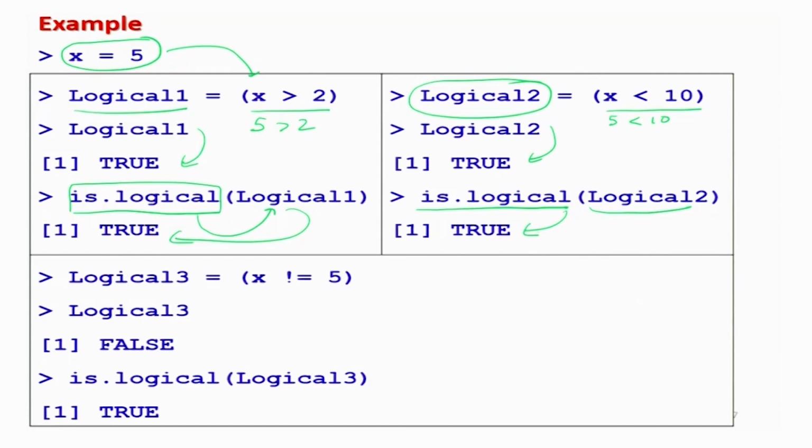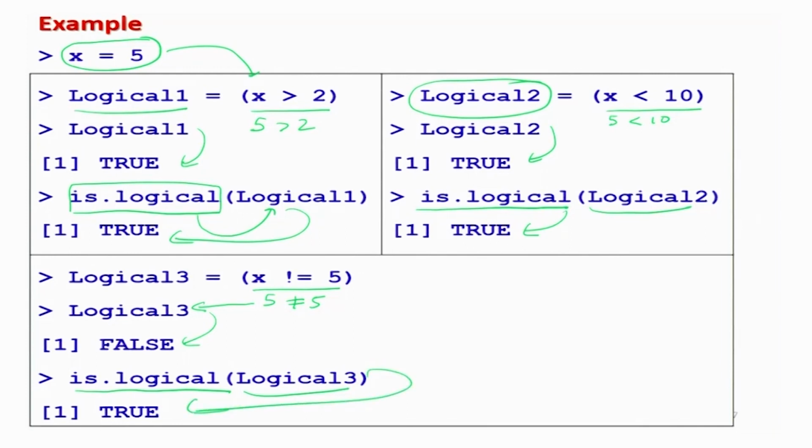And similarly, if you take one more operation, x is not equal to 5. So, 5 is not equal to 5. The outcome of this operation is stored in the logical3 variable, whose outcome comes out to be false. Obviously, 5 is not equal to 5 is a false statement. So, now if you see the output of is.logical with logical3 inside the parenthesis, this comes out to be true.